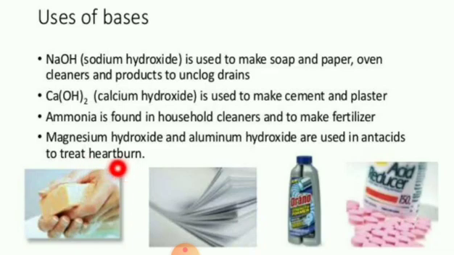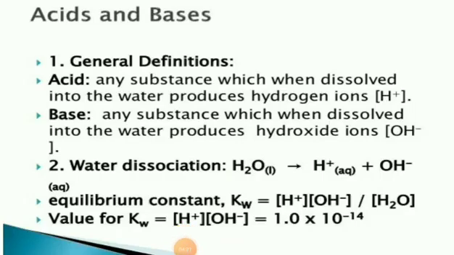Right? So these are the uses of bases. So which substances are bases? Sodium hydroxide, calcium hydroxide, ammonia, magnesium hydroxide and aluminum hydroxide. Do you understand, students? These are the uses of bases. So what is acid? Acid is any substance which, when dissolved in water, produces hydrogen ion. A base is any substance which, when dissolved in water, produces hydroxide ions. That is called a base. So what about water?